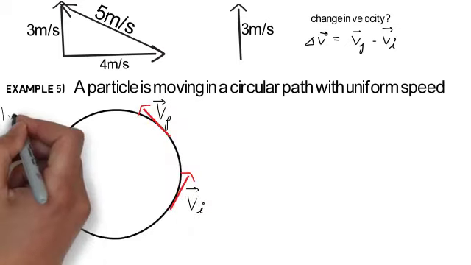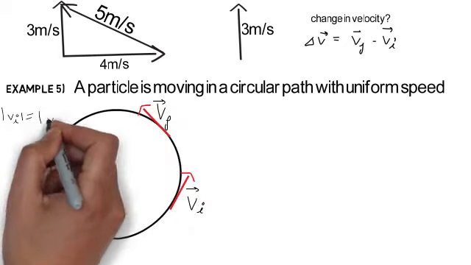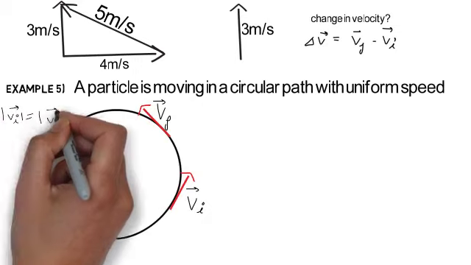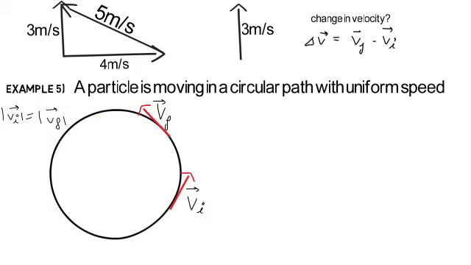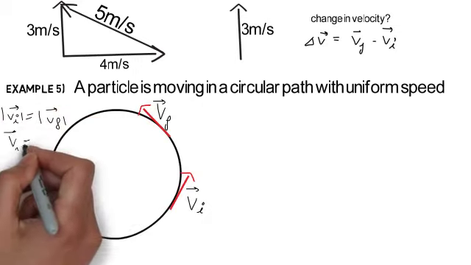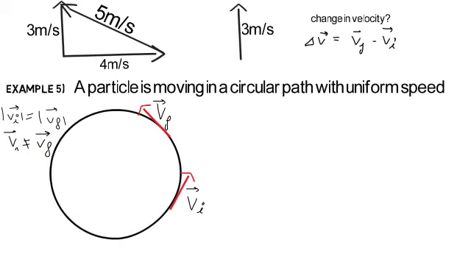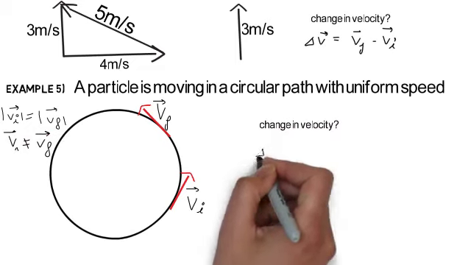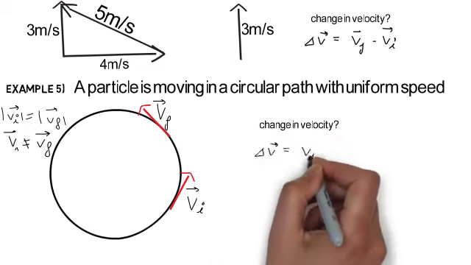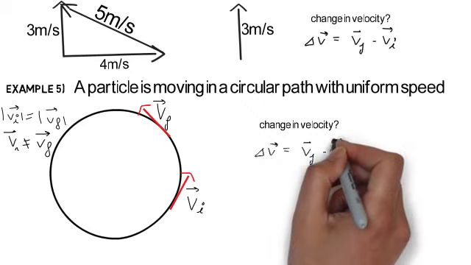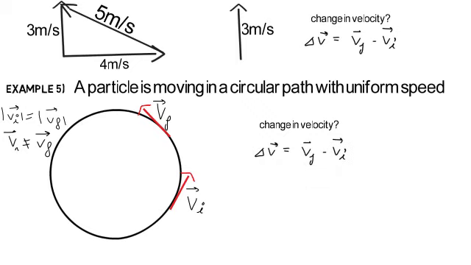Notice that the magnitude of Vi vector will be equal to the magnitude of Vf vector because the speed is the same. But we cannot say Vi vector is equal to Vf vector because the directions are different. We want to find the change in velocity, delta V vector equal to Vf vector minus Vi vector. How do we find the change in velocity?